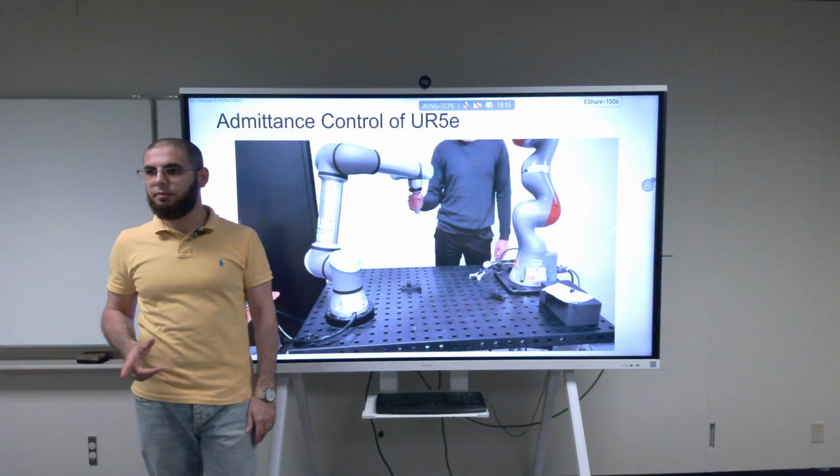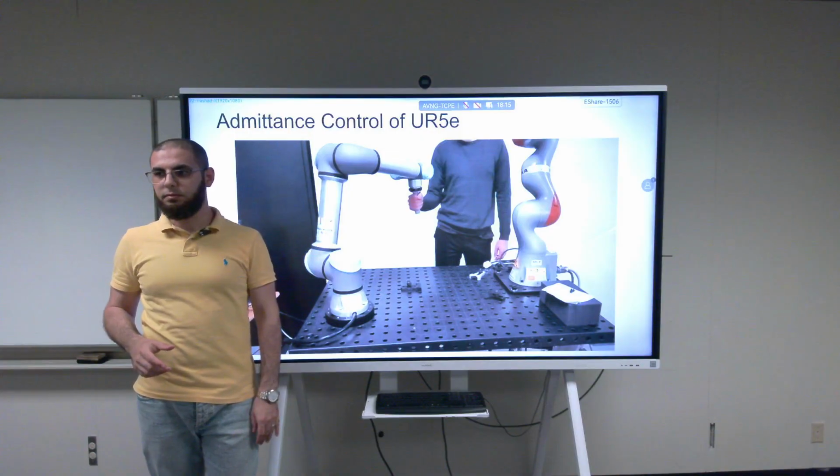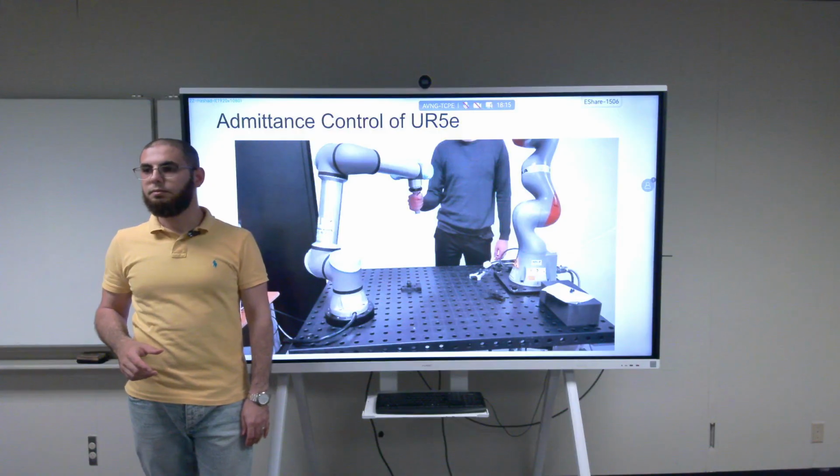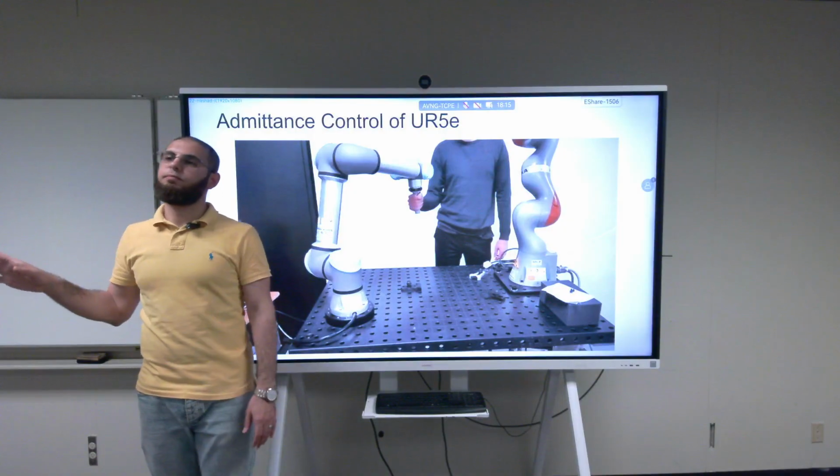For impedance control, I think it's very safe to work around a robot arm that has impedance control because it's compliant and you can push it. It's going to push back, but not hard enough to hurt. What about admittance here? How is it used? Safety is a completely different story.